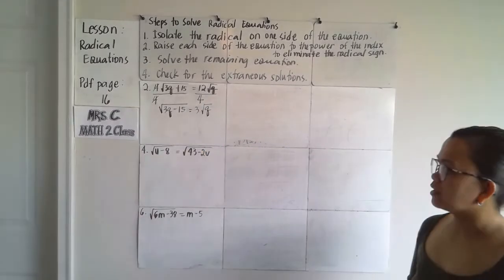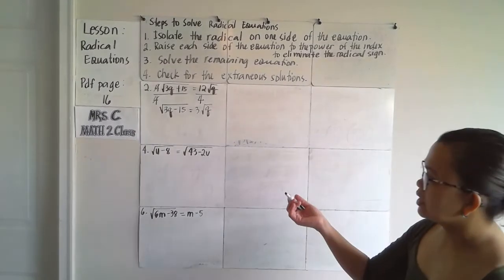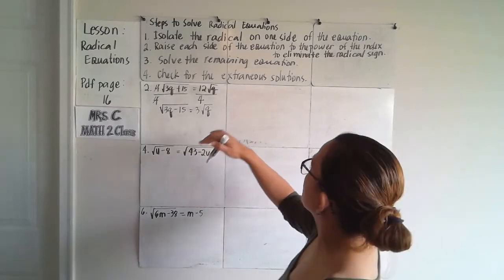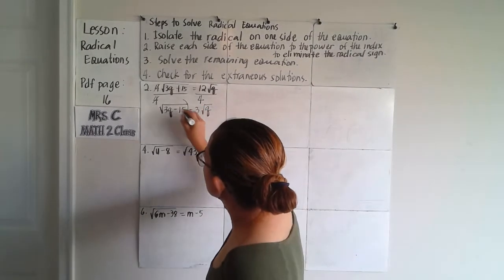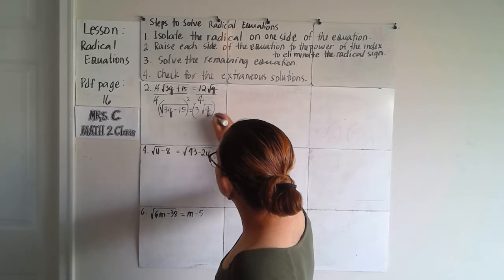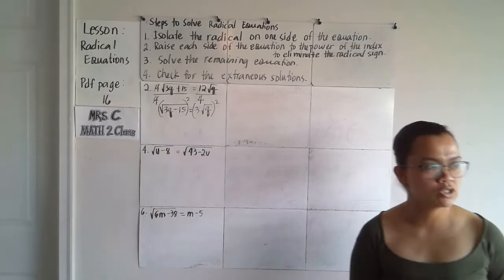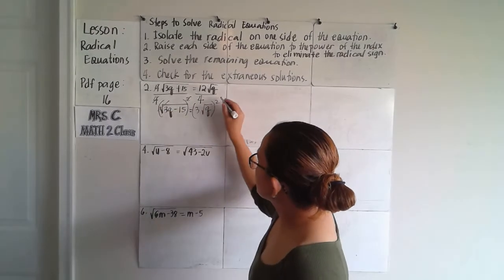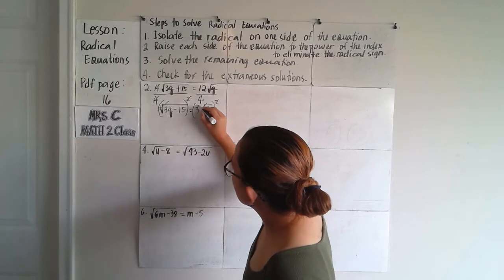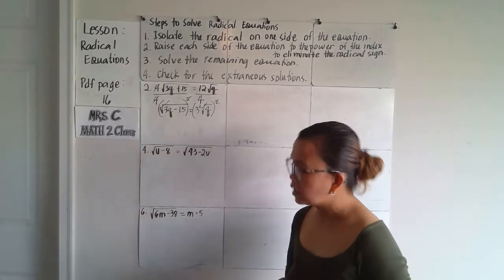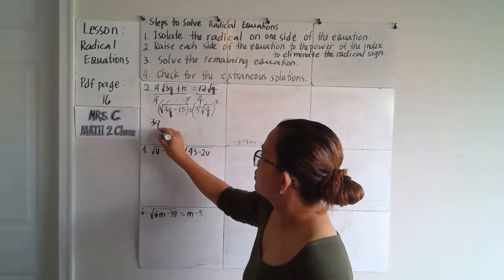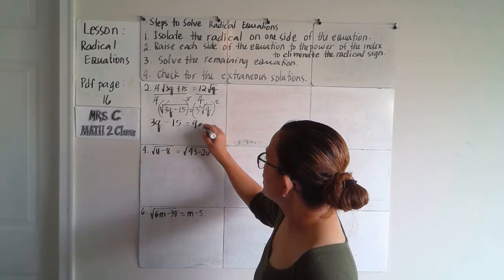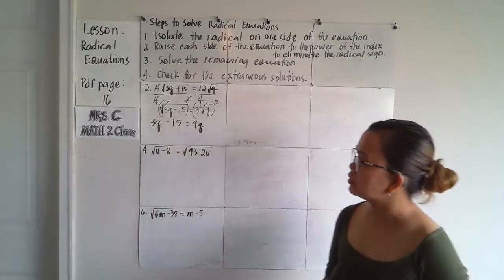At this point, we can't do anything more to isolate, so we just follow the second part, which says raise each side of the equation to the power of the index. So raise both sides to the second power because your index is 2. If you don't see any index, that means it's 2. This will be canceled out and this will be canceled out, but this 3 will be raised to the second power. So now we have 3q plus 15 is equal to 9q. Does it make sense to you?